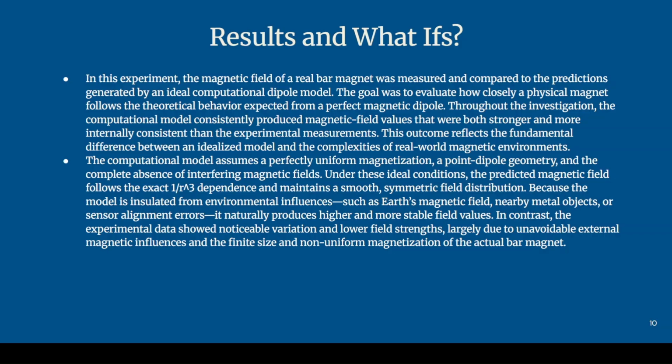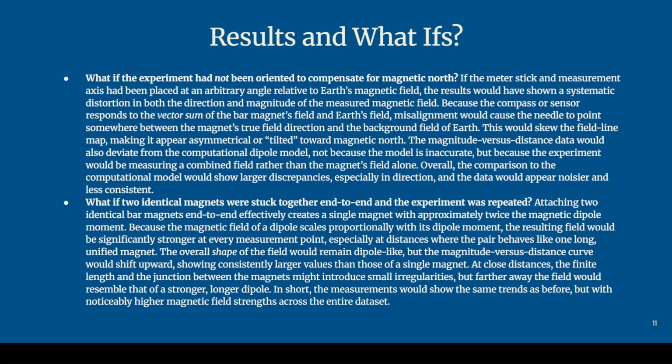The computational model assumes perfectly uniform magnetization, so we could count on that to be a little more correct. What if our experiment had not been oriented to compensate for magnetic north? It wouldn't cause any big changes, but it would produce a systematic distortion that would have probably messed up our entire experiment. It's a nuisance, but we could have just compensated for it. That's a little bit better.